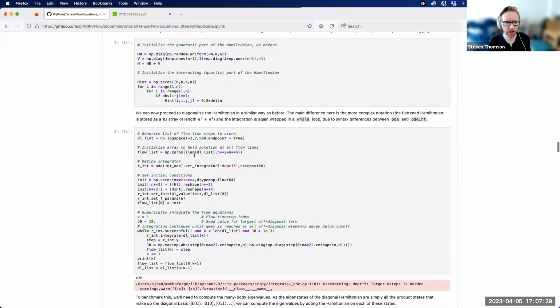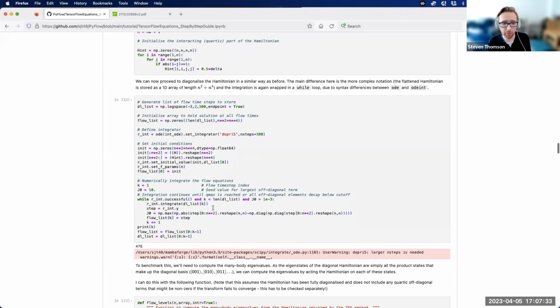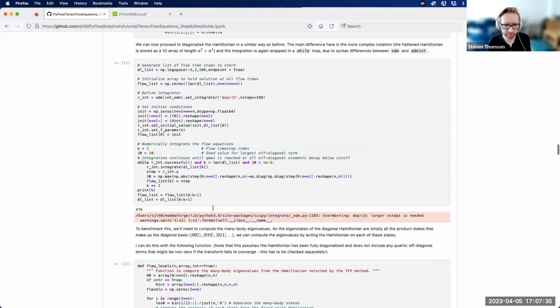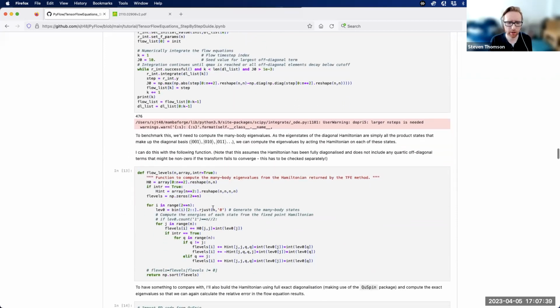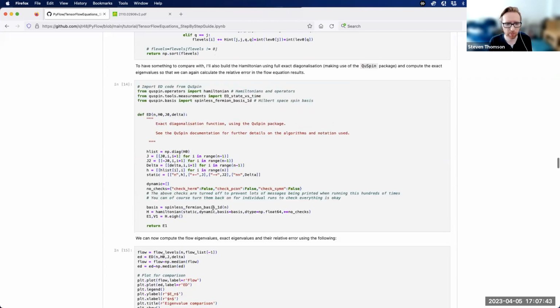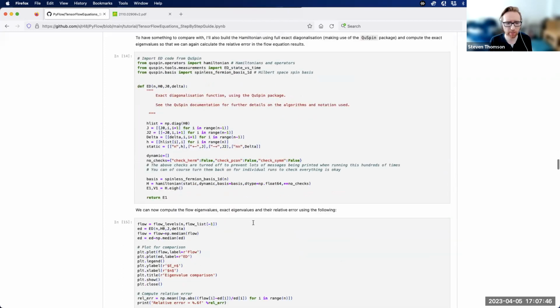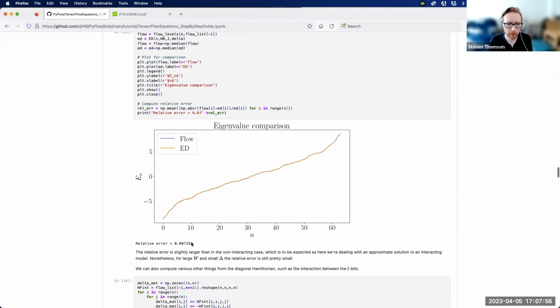And then down here, I have a bit of code that just runs through the whole procedure for a small interacting system, and then it computes the eigenvalues and compares them with ED. So this little block here is just doing ED, and this little block is doing the plot. At the end of the day, we get the eigenvalues from the flow equations in a blue line, ED in the orange line. They agree pretty well, and then you can compute the relative error, which is less than 1% here.